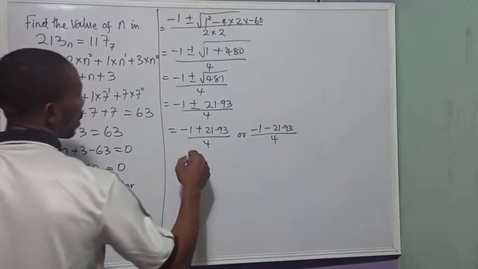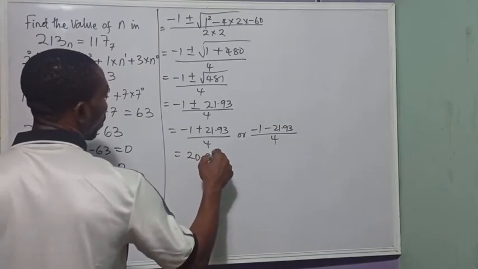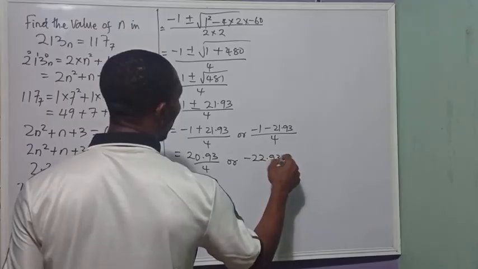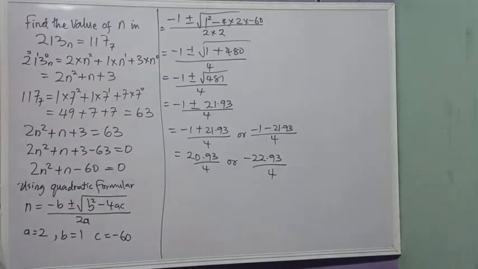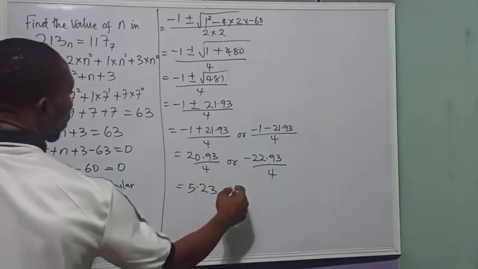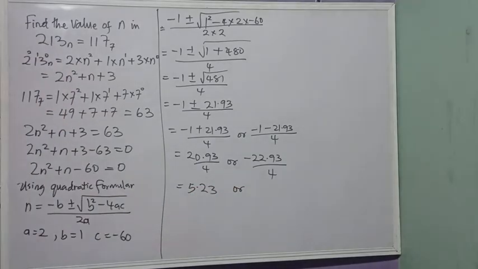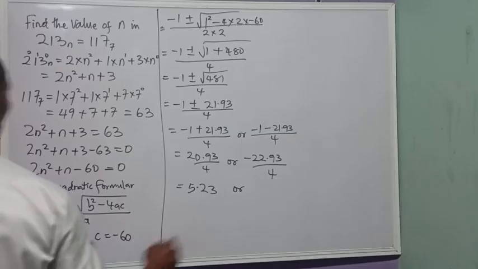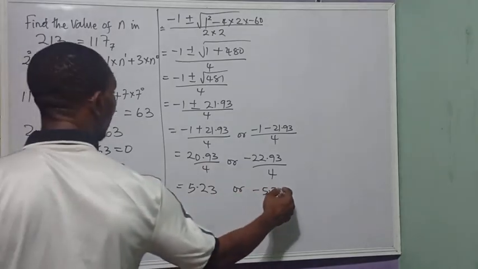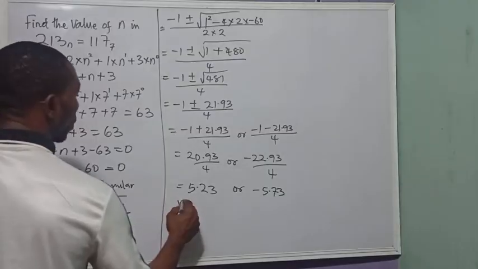So here we have it as 20.93 over 4, or minus 22.93 over 4. So 20.93 divided by 4 gives us 5.23, or minus 22.93 divided by 4 gives us minus 5.73. All right, so this is approximately 5 or minus 6.